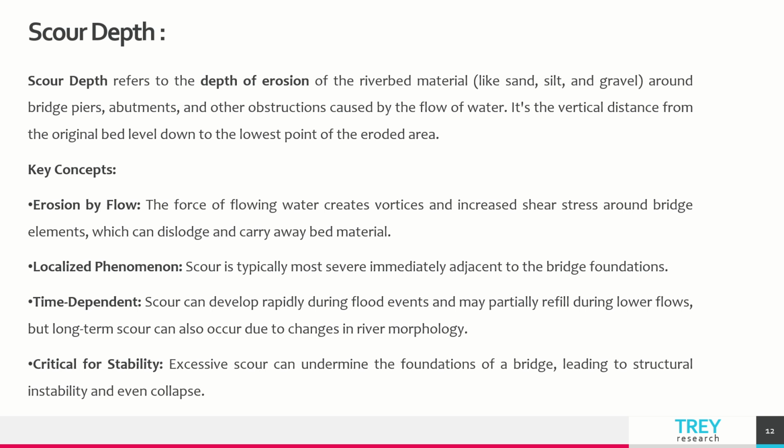Coming to our next point, that is scour depth. Scour depth refers to the depth of erosion of riverbed material like sand, silt, and gravel around bridge piers, abutments, and other obstructions caused by the flow of water. It is the vertical distance from the original bed level down to the lowest point of the eroded area. Key concepts of scour depth are erosion by flow. The force of flowing water creates vortices and increased shear stress around bridge elements, which can dislodge and carry away bed material.